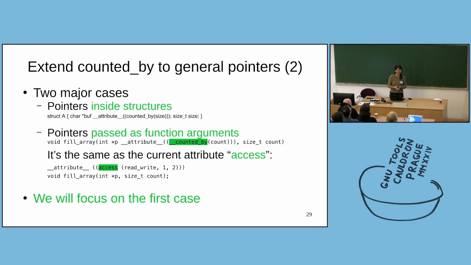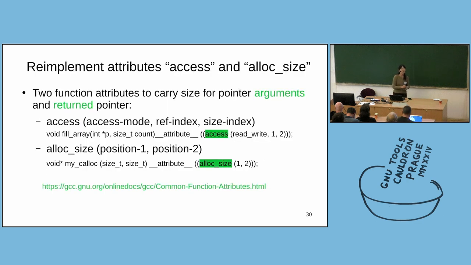There are two major cases. The first one is a pointer inside a structure, as in that small example. We can add a similar attribute, the same as for the flexible array member. The second case is a pointer passed as a function argument, as the example shows. And as Sid just mentioned, it's the same. Currently this feature can be covered by GCC's current attribute access, which does the same thing, just with a different name. Because it's already available, our next focus will be on the first case, the pointer inside a structure. For a pointer passed as an argument, we will not do it right now.